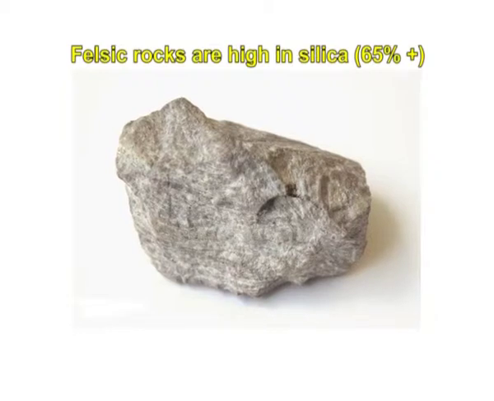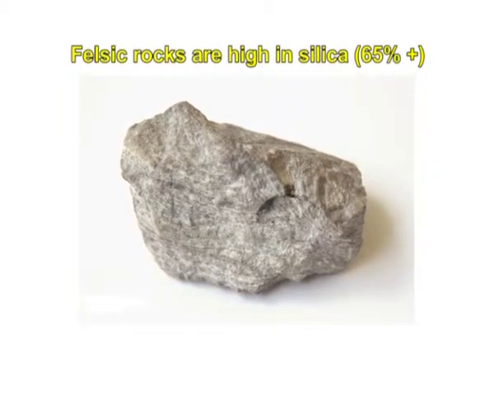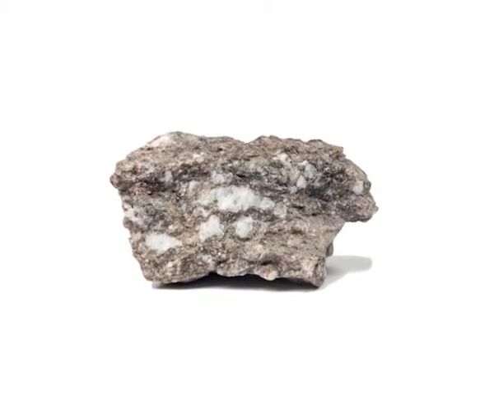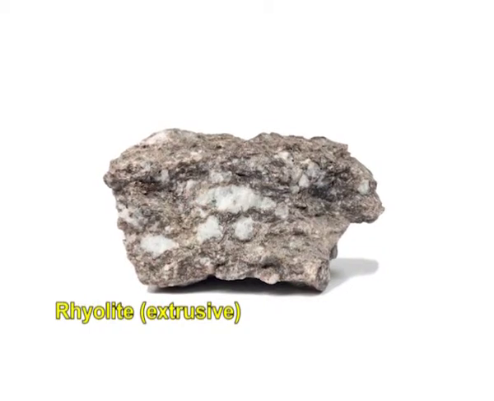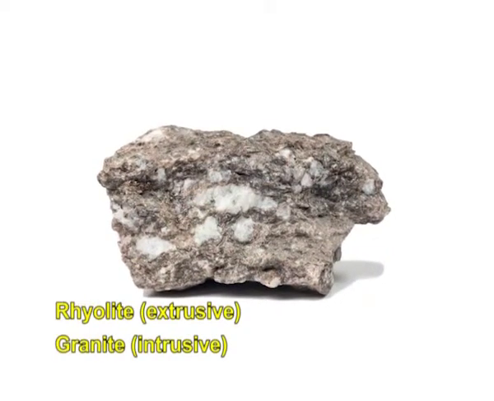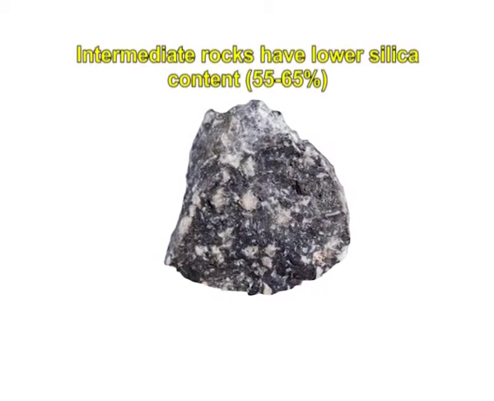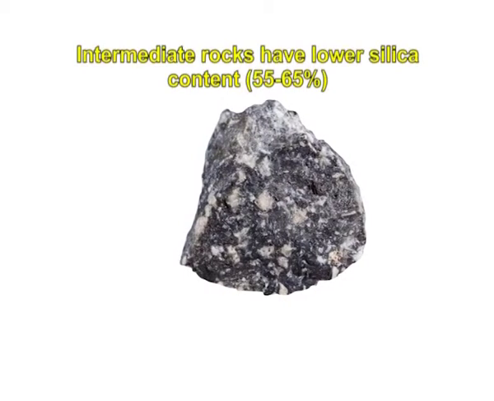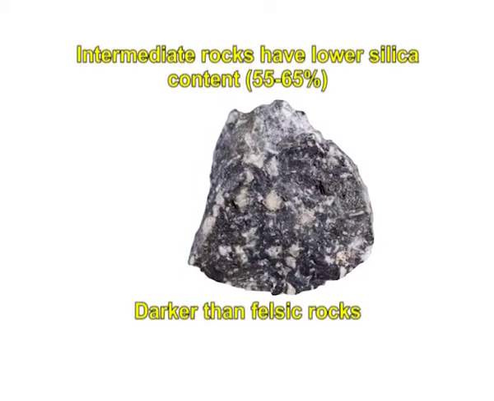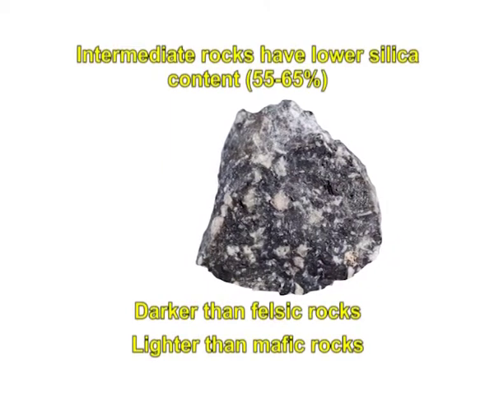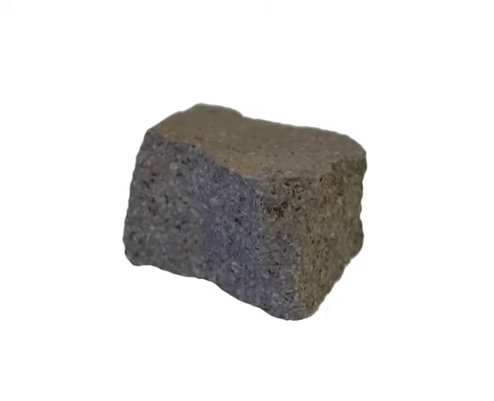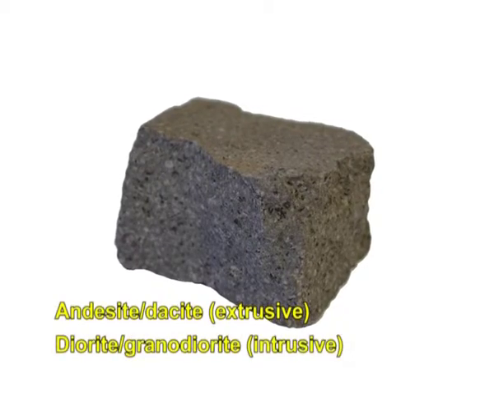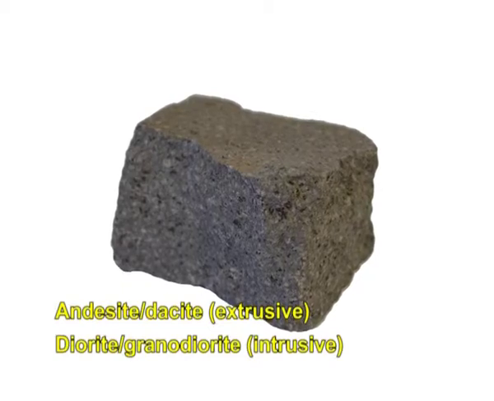Felsic rocks are high in silica, 65% plus. They are usually light colored. Some examples are rhyolite, extrusive, and granite, intrusive. Intermediate rocks have lower silica content, between 55 to 65%. They are darker than felsic rocks but lighter than mafic rocks. Some examples are andesite, dacite, extrusive, and diorite, granodiorite, intrusive.